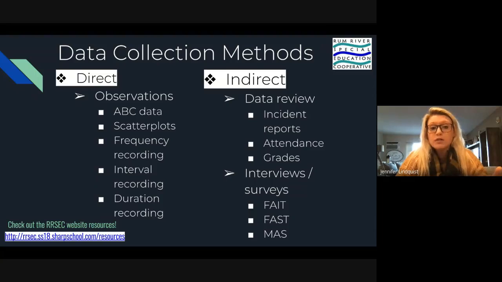And we will show different slides of those soon. And then there's also indirect data collection methods, and that's when we're using our ears instead of our eyes to gather information about those target behaviors. So we can interview the parents or the teacher to get more information, or we can review data, we can review attendance or grades, different types of data collected on that target behavior previously.